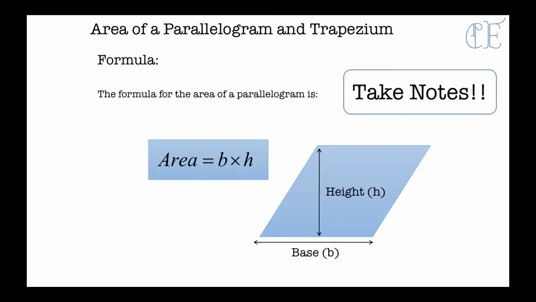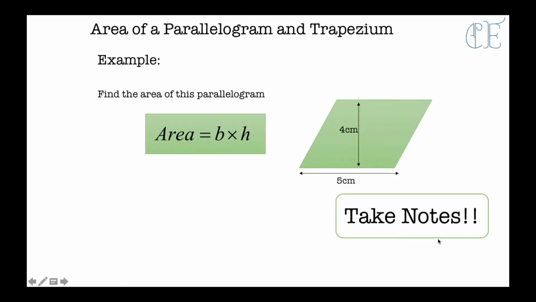So the first one we're going to look at is the formula for a parallelogram. The formula for a parallelogram is really easy, it's just base times height. So whatever the number is on the bottom, we times that by the perpendicular height. It must be this height, not this one here. This is not the height, this is a length. The height of the shape is this length here, okay?